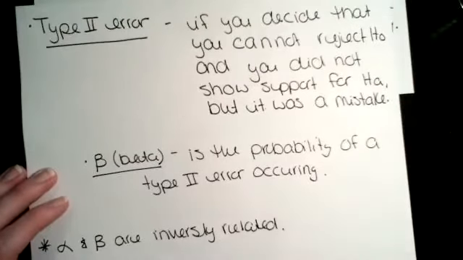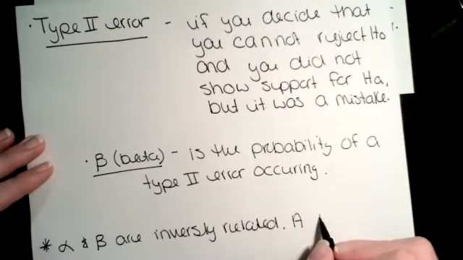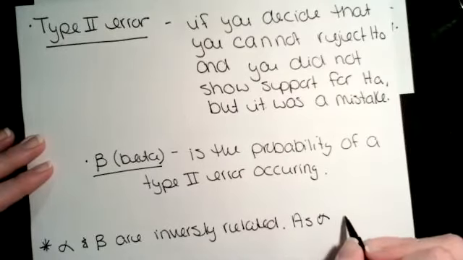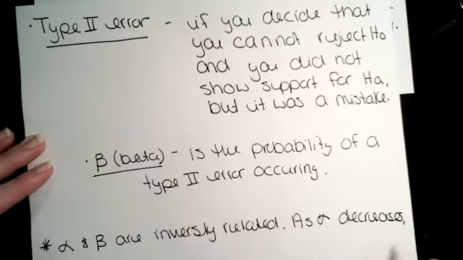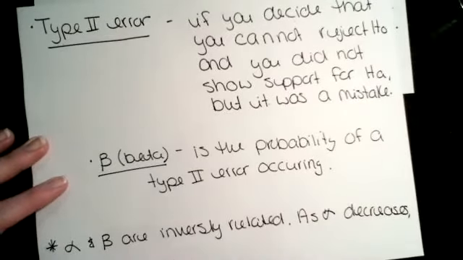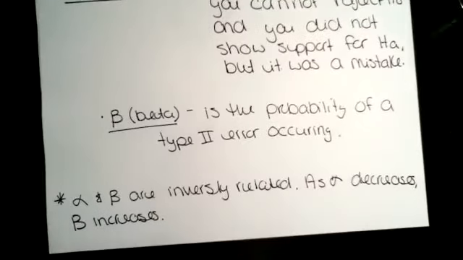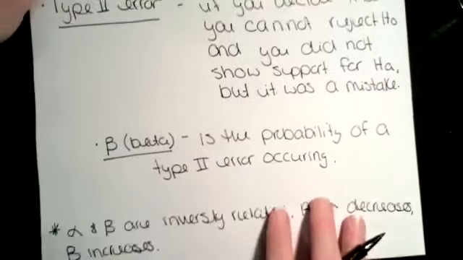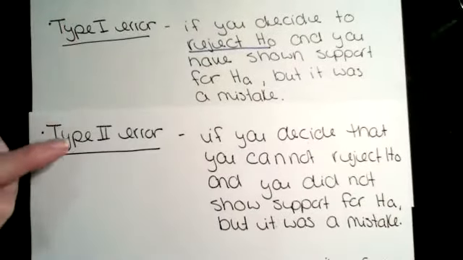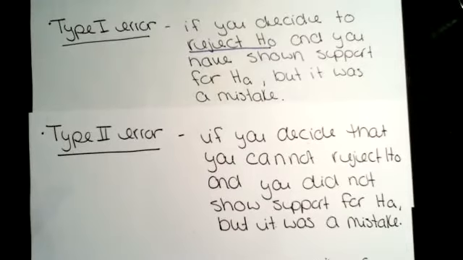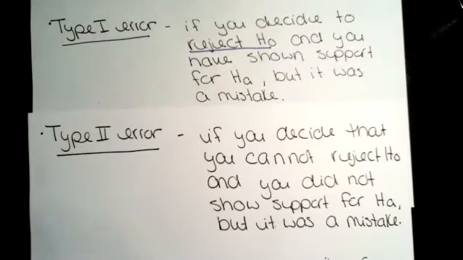Meaning, as alpha decreases, beta increases. So that's what I mean when I say inversely related. So if alpha decreases, then that increases beta. So if I'm decreasing the probability of a type 1 error, then I'm increasing the probability of a type 2 error, which you could see how that could be, right?